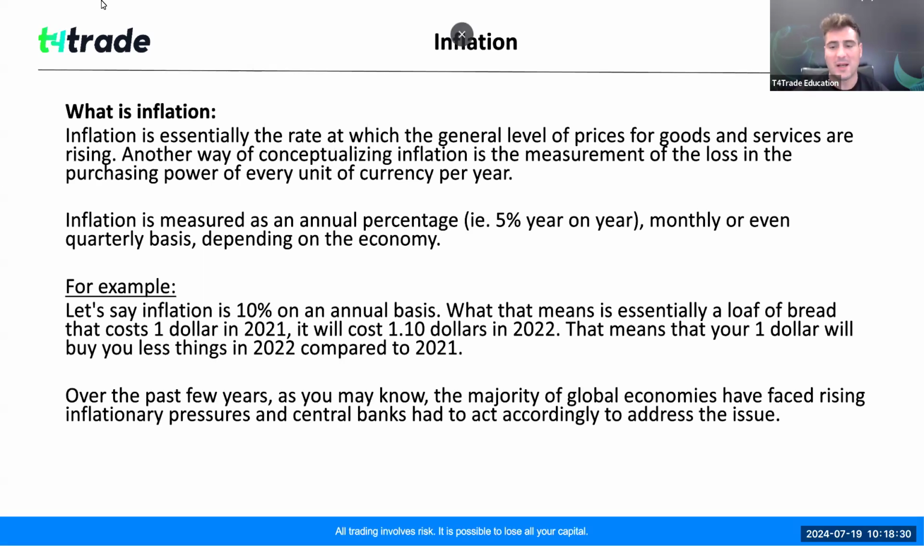Over the past few years, as you may recall, pretty much all economies were facing rising inflationary pressures. Thankfully, that is not the case in 2024. Inflation is still a problem, but it is not as big of a danger as it was back in 2022 and 2023. We currently have a lot of progress on that front, but that's the whole aspect of things.